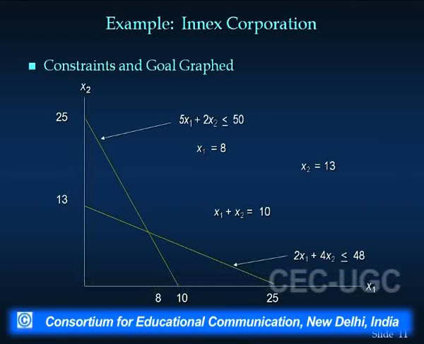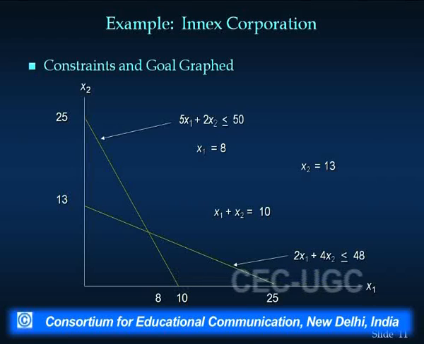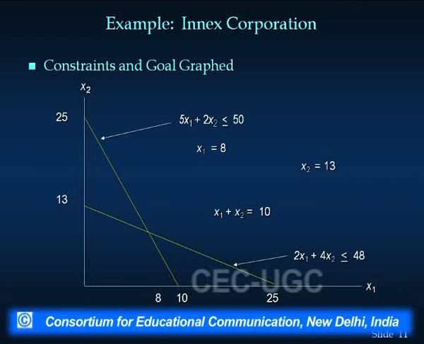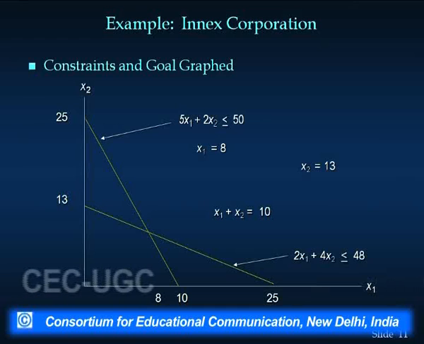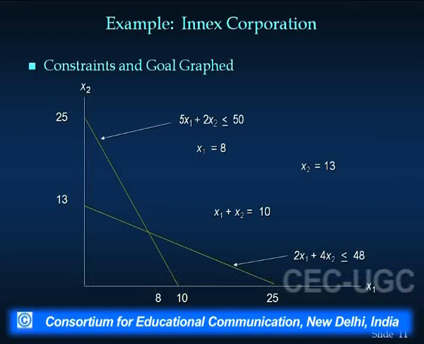And in this graph, we have the x-axis and y-axis. The x-axis denotes the x1 product; x1 is on the x-axis and product A is on the x-axis. On the y-axis, product B is given, rather x2 is given. First, we have to mark the constraints. There were two constraints. The first one is 5x1 plus 2x2 less than or equal to 50.